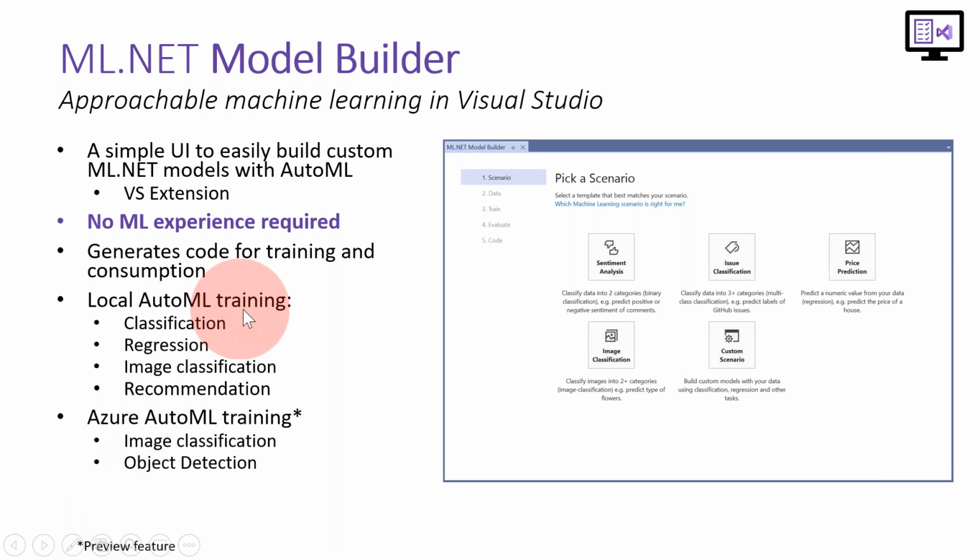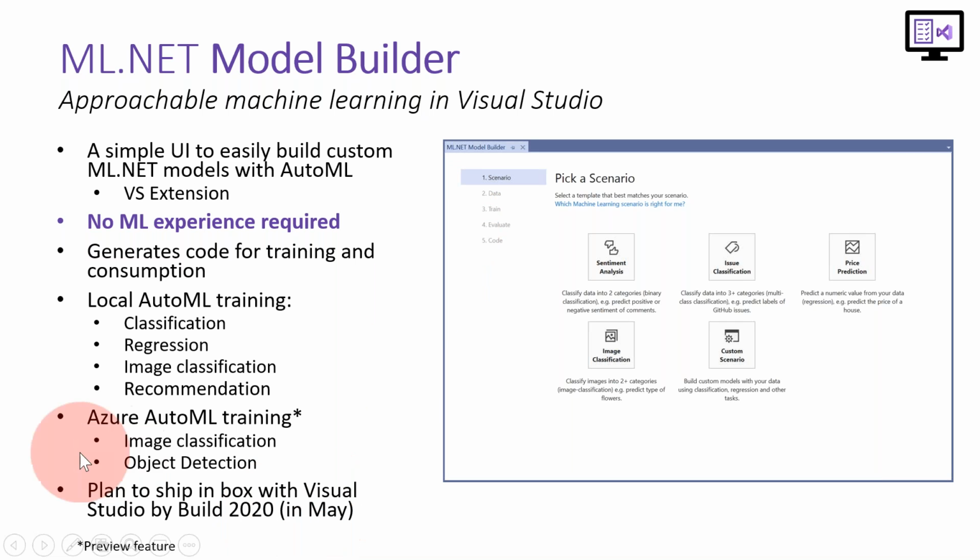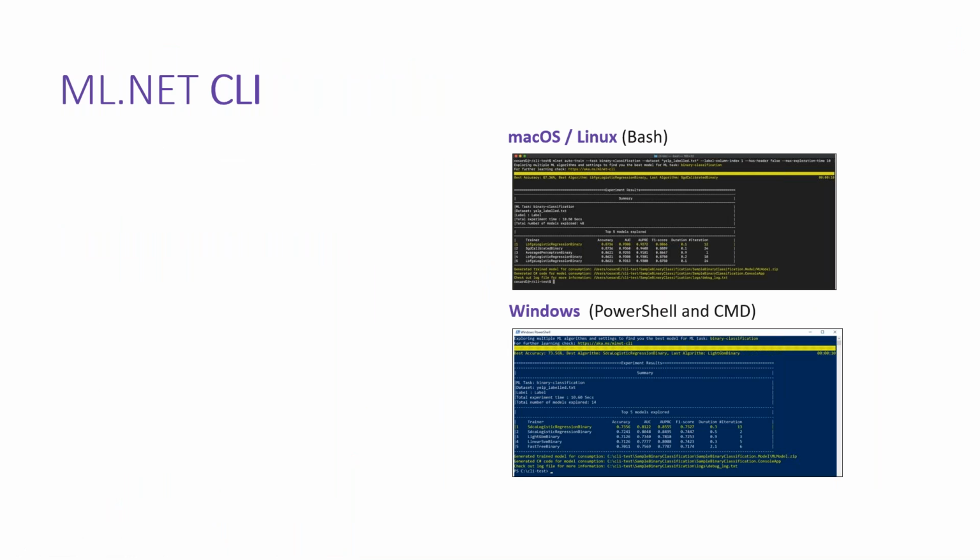These are some of the local AutoML trainings. Some of the training can happen either locally or on Azure. So these are some of the ones that can do local AutoML training, and these are some of the ones that can do Azure AutoML training. So that's the description there of options. They're planning to actually bundle this into Visual Studio, and it might already be there, I don't know. If it is there, that means you don't have to add it as an extension, it's just going to be there.